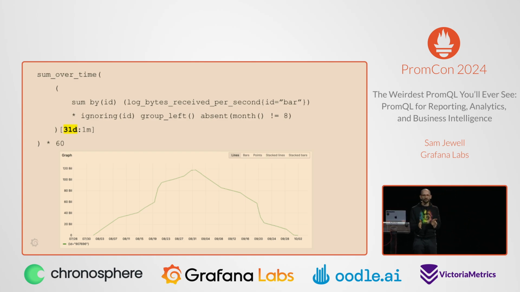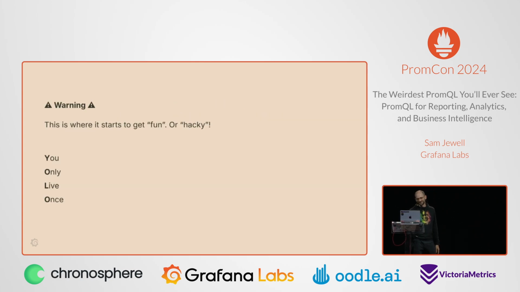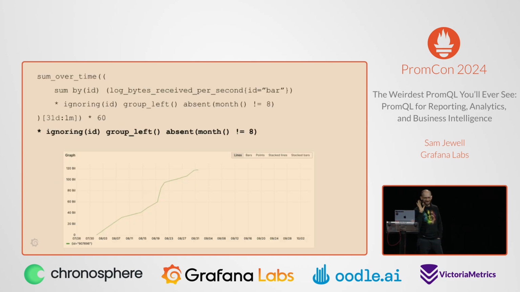So let's try and throw that away. This is where it gets a bit more fun or hacky. But let's push forwards. So we'll just apply the exact same filter again, and we'll cut the data off at the end of August. And there we have it. We've got an accumulating usage for August. And now we can start adding some more months. So let's try and add July.